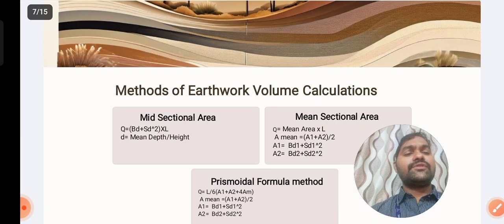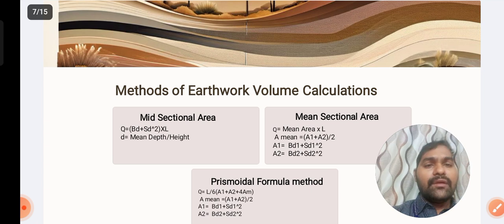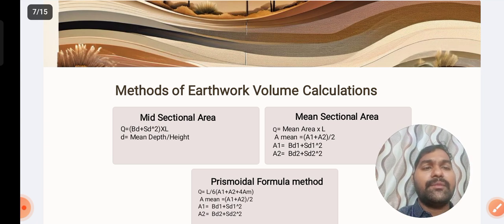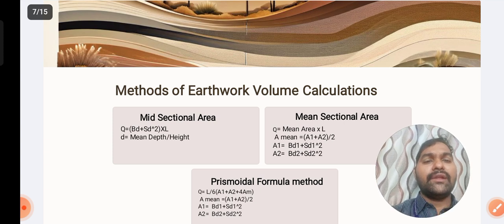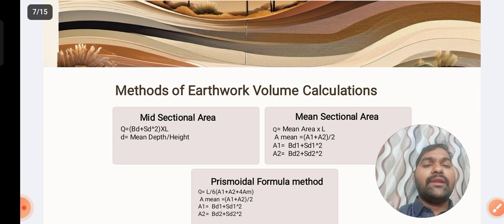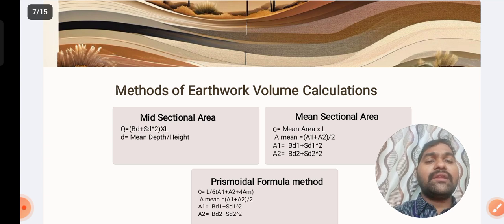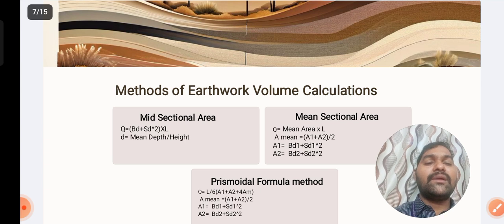And then in the next one, if you see here, there are methods of earthwork volume calculation. The first method is the mid sectional area method. In this method, the quantity, which is the output we get from every method, is Q = (B·D + S·D²) × L. Capital L is nothing but the length of the road. For example, if you want to calculate the subgrade soil for Anantagiri to Kodad, then the distance between Anantagiri and Kodad is L.